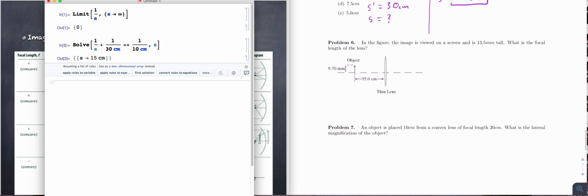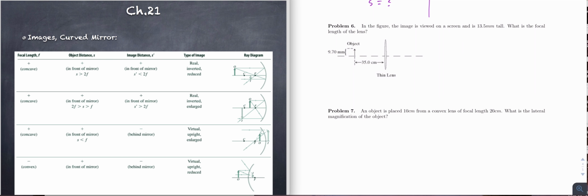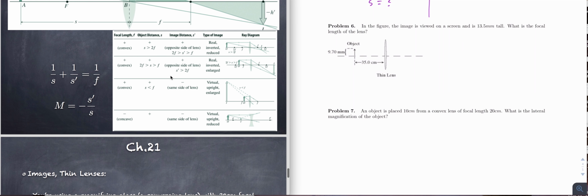Okay, next problem. Problem 6. In the figure, the image is viewed on a screen that is 13.5 millimeters tall. What is the focal length of the lens? Okay, so this is a lens. Let's go to the table for lenses. So here we are for the lenses.